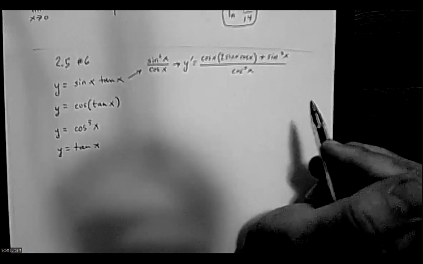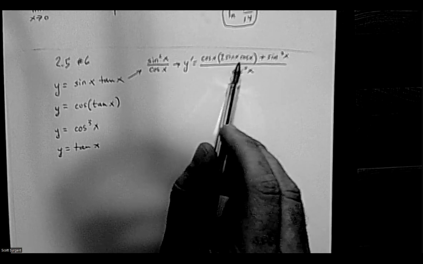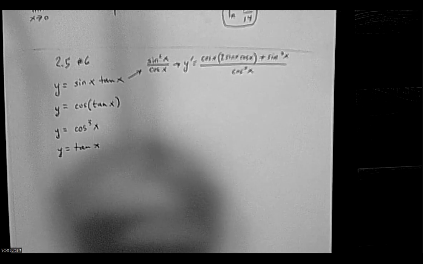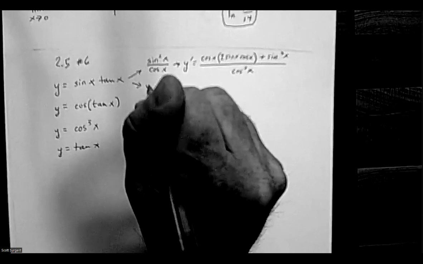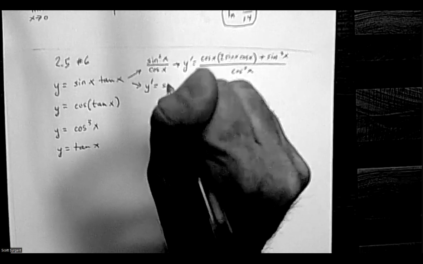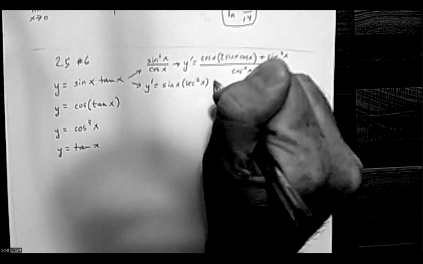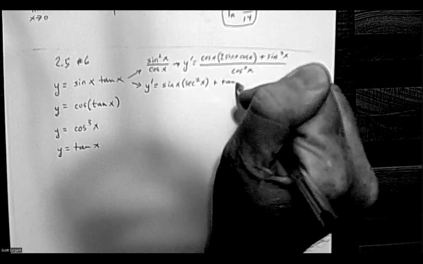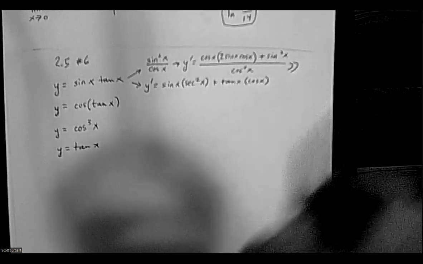And if you distribute here, well, you get cosine squared x. And frankly, that's simplified. Or you can just take it the way it's written, do the product rule on it. So you do first times derivative of second plus second times derivative of first. And both of these are the same thing, believe it or not.